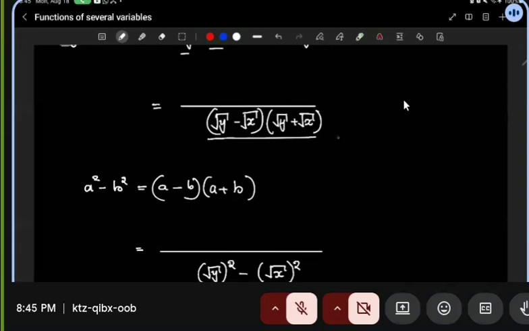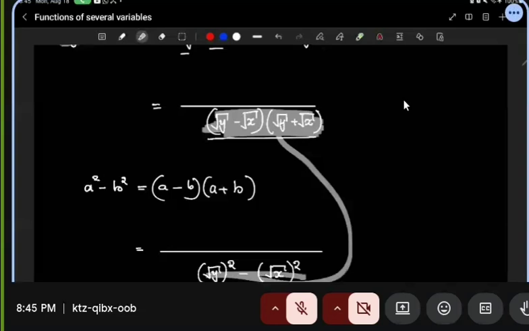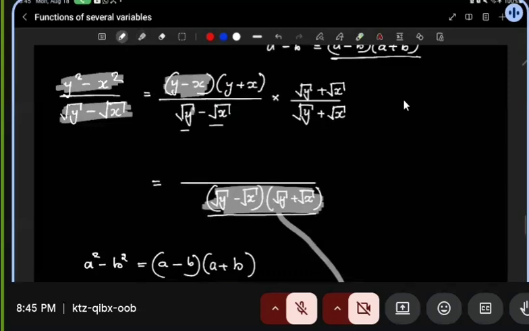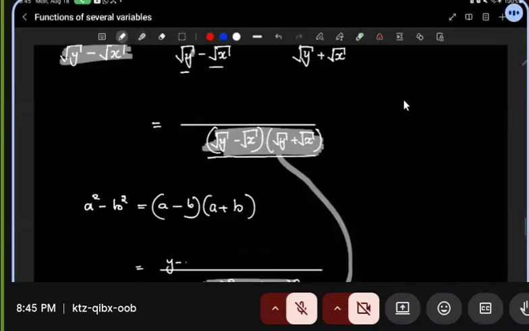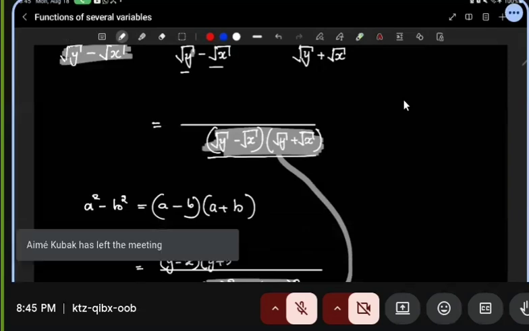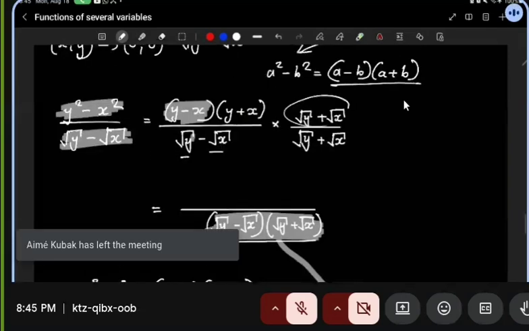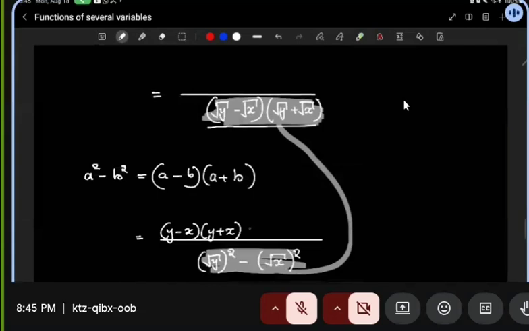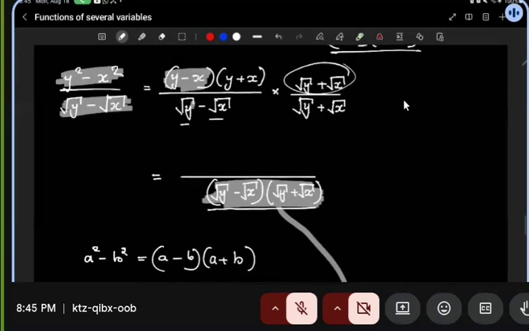So that is what you get when you expand this. You can try to expand it step by step. You'll see that it will reduce to just this. In the numerator, nothing really changed. I still have x, y minus x, y plus x. But remember, we had multiplied with this, so I'll just include the brackets there, root y plus root x. So that is what we now have.